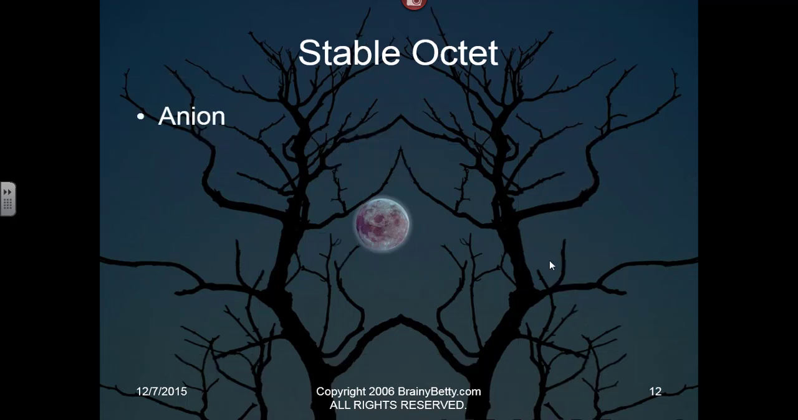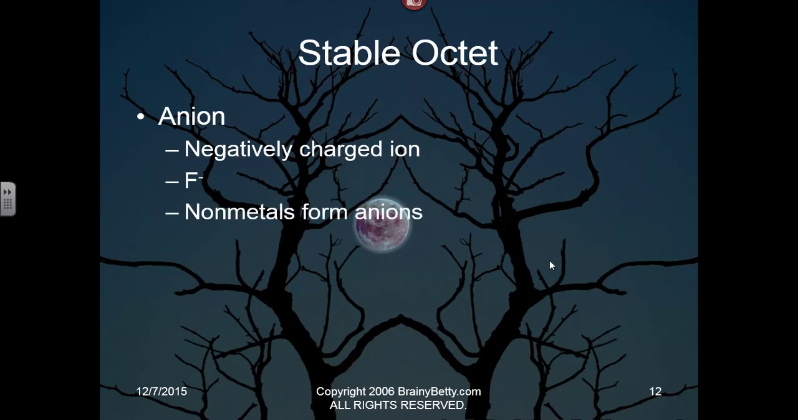Time out for vocabulary. Negative ions are called anions. Again, that's related to the same word as the anode, like the negative end of the battery. An anion is a negatively charged ion, such as F-. Nonmetals typically form anions, and you could probably guess that. If cations are from metals, anions must be from nonmetals.